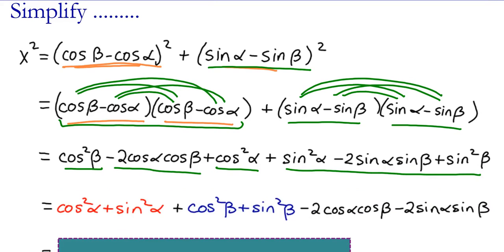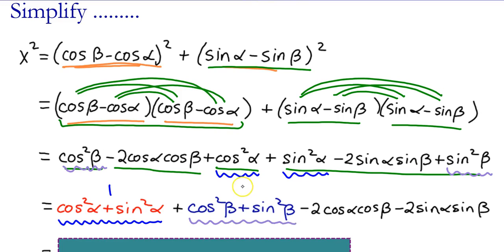Okay, what I noticed looking at that last step is that we have cosine squared alpha plus sine squared alpha. And remember, that is one of our identities, one of our Pythagorean identities. Sine squared alpha plus cosine squared alpha is 1. And notice that we also have above cosine squared beta plus sine squared beta, and that's the same thing. Cosine squared beta plus sine squared beta is also 1.